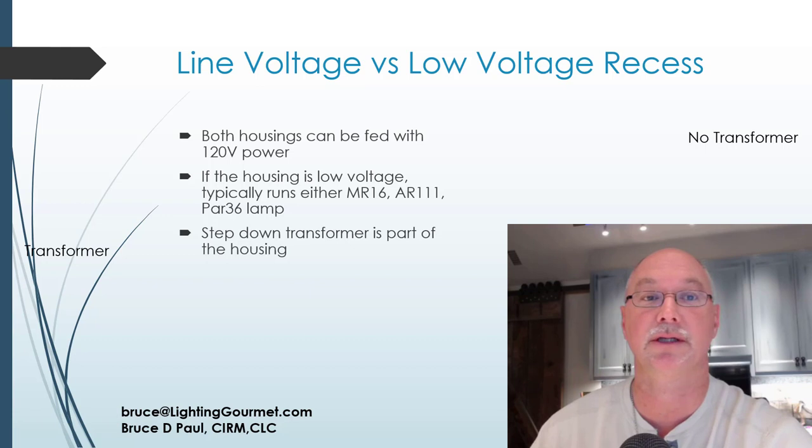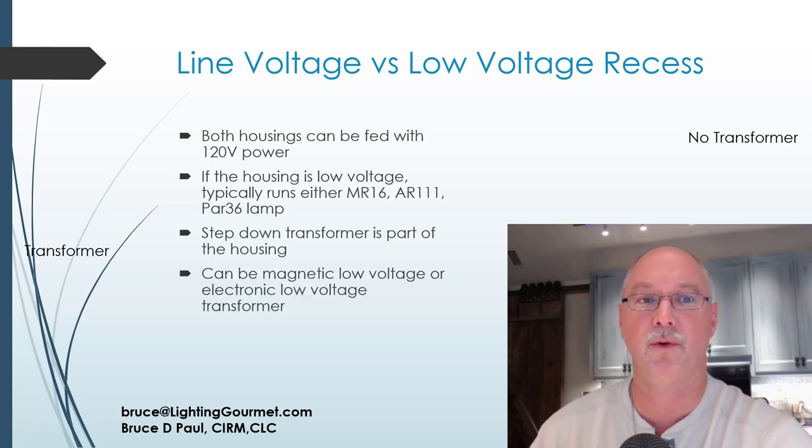Because it dictates the light bulb, you're using a low voltage can for an MR16, which is by far the most popular. That's basically used for art lights, accent lighting, pin spotting, things like that. And so it can be a magnetic low voltage transformer or an electronic low voltage transformer. Typically, from my experience, magnetic transformers are better.